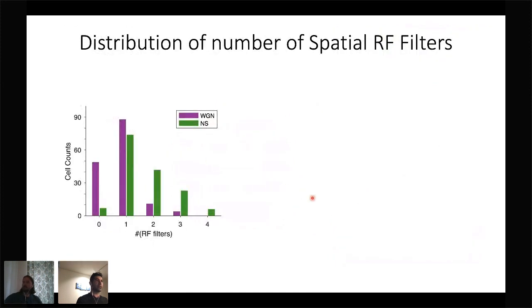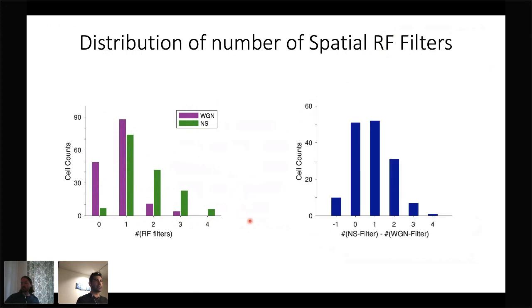So we then looked at the distribution of the number of spatial filters for cells in our population data using natural scenes in green bars and using white Gaussian noise in magenta bars, and we noticed that there are indeed more filters for the characterization using natural scenes.